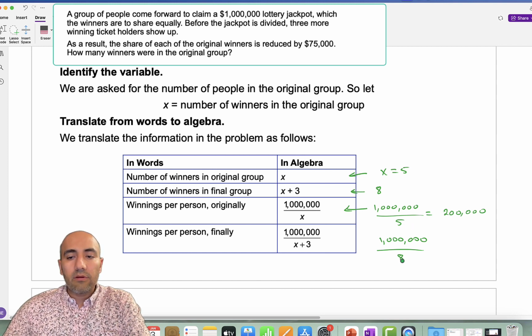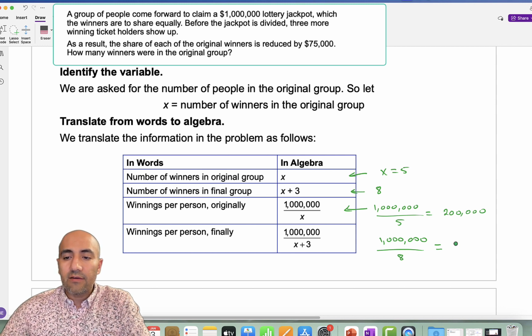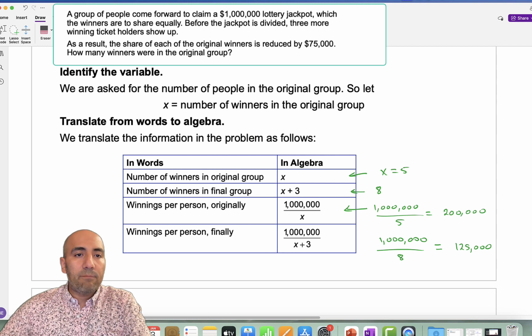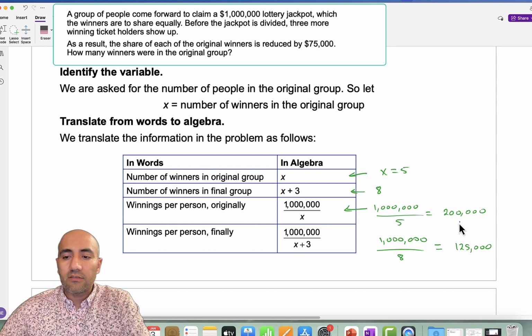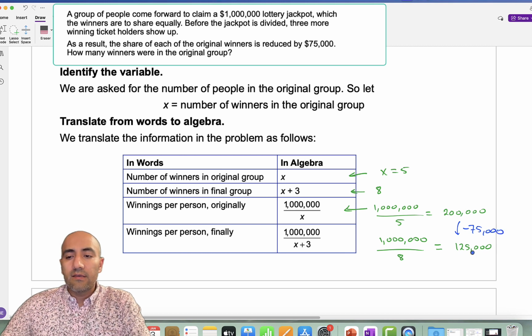So they were originally going to win 200,000 when there were 5 winners. But then 3 people showed up. Then they had to split the 1 million amongst 8 people. And if we divide 1 million by 8, we get 125,000, which is the final winnings that they received. And we see that the gap between those is 75,000. They lost 75,000 as the word problem indicated.